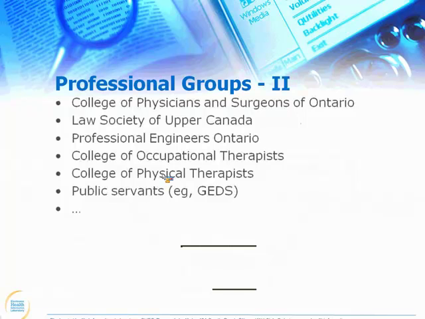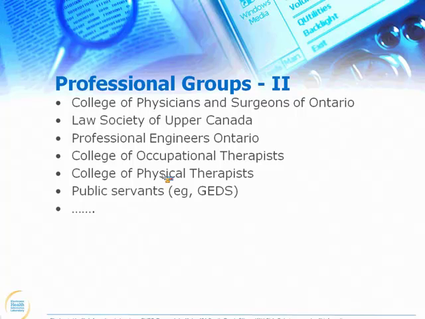Now, which kinds of groups have these membership lists? The College of Physicians and Surgeons of Ontario, as I mentioned, Law Society of Upper Canada, Professional Engineers Ontario, College of Occupational Therapists, College of Physical Therapists, Public Servants, in a database called GEDS. So there are multiple sources of membership lists. Now, remember, if I have your date of birth and a postal code, essentially a unique identifier, if I find any record that matches, I'm almost certain that it's that individual.